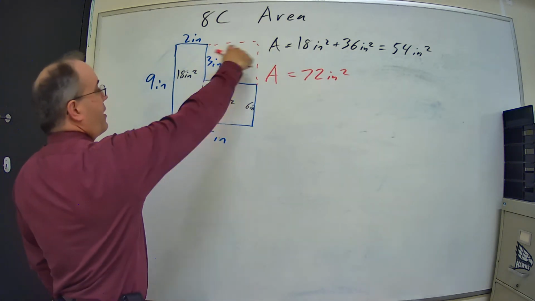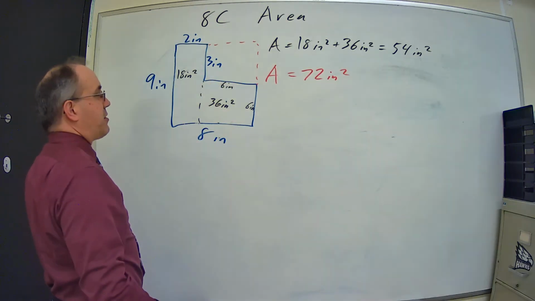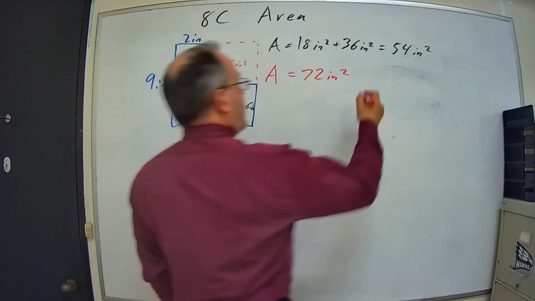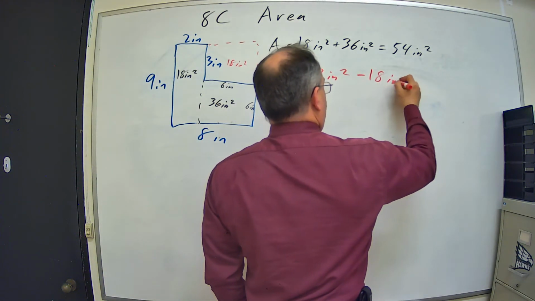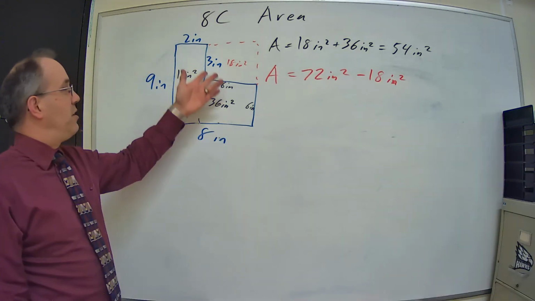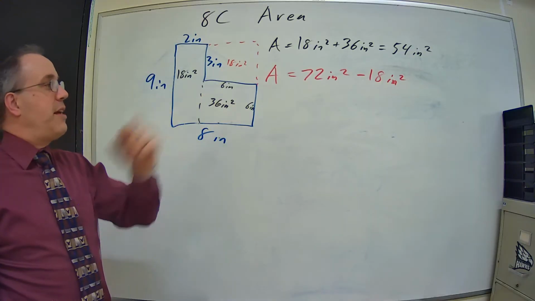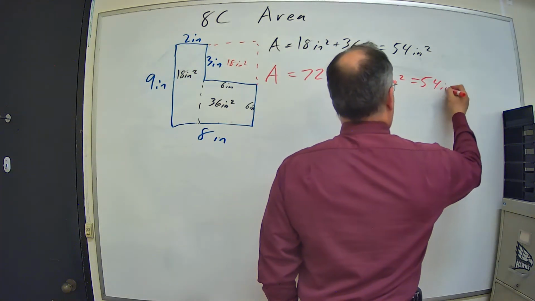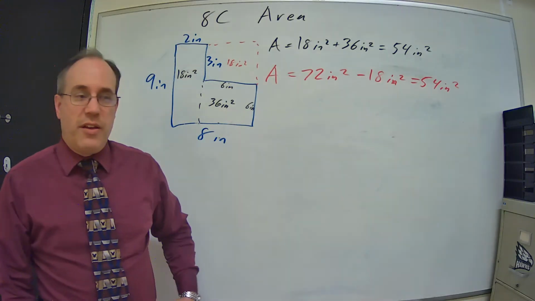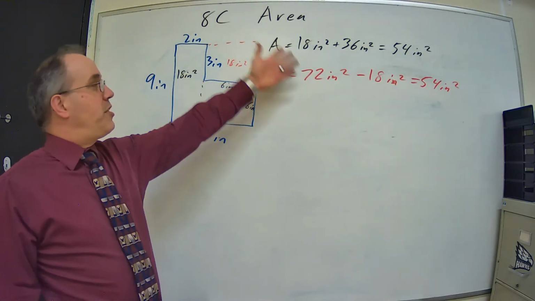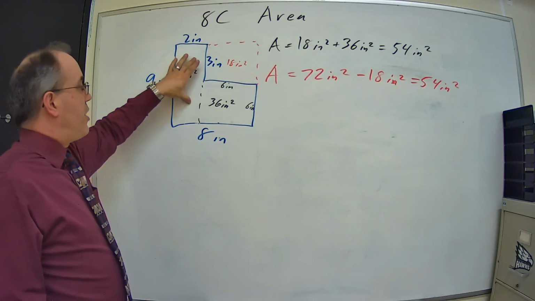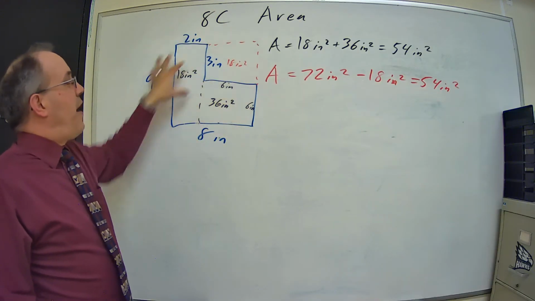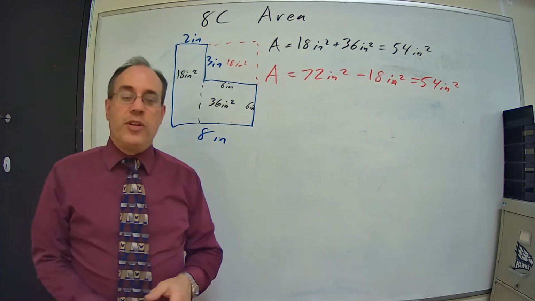And then we want to get rid of this, which is 3 times 6. 3 times 6 is 18 inches squared, right? So minus 18 inches squared, because that's the part that we don't want in it. And 72 inches squared minus 18 inches squared is equal to 54 inches squared. So it works the same way, comes out with the same thing. It's just a matter of, did we break it into pieces and add up those pieces, or did we find the whole thing and then subtract out the part we don't care about?